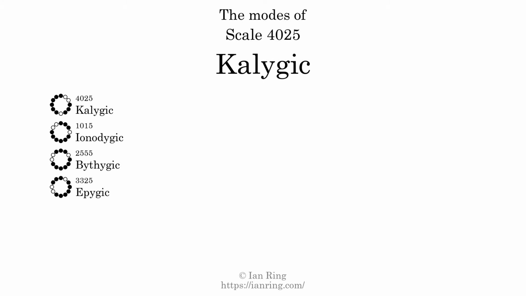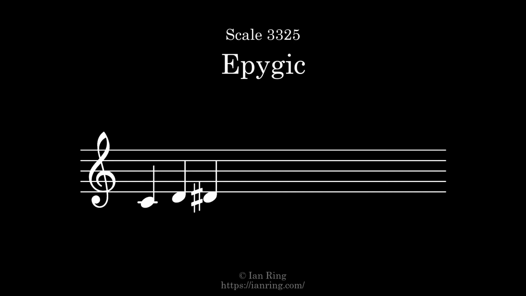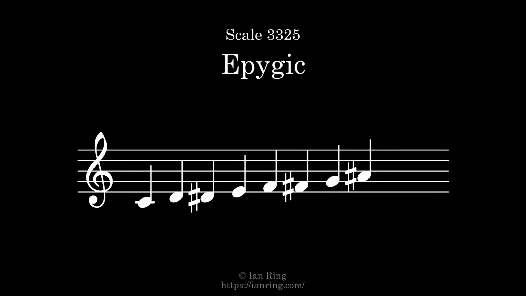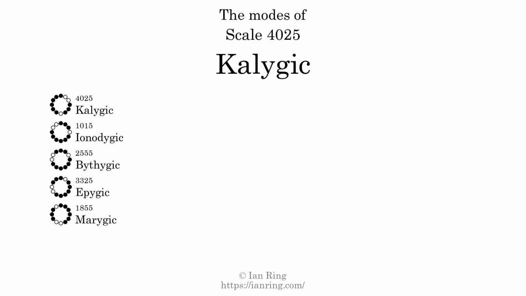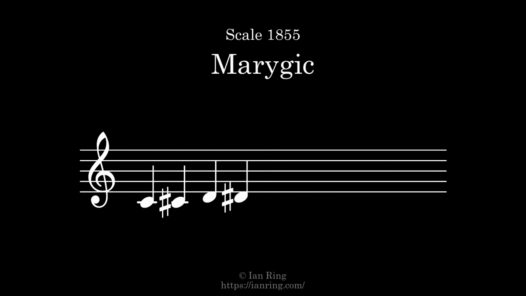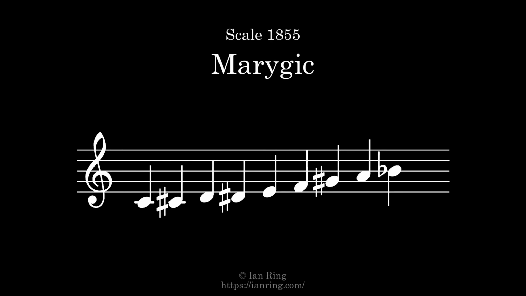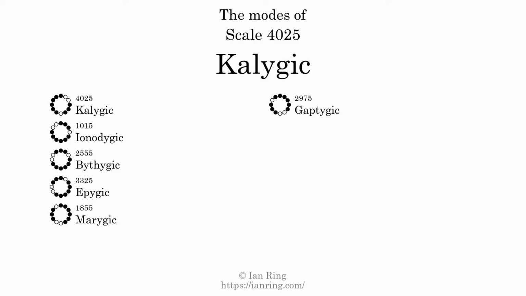The fourth mode is scale 3325. Also known as Kalygic. It sounds like this. The fifth mode is scale 1855, also known as Kalygic. It sounds like this. The sixth mode is scale 2975. Also known as Kalygic. It sounds like this.